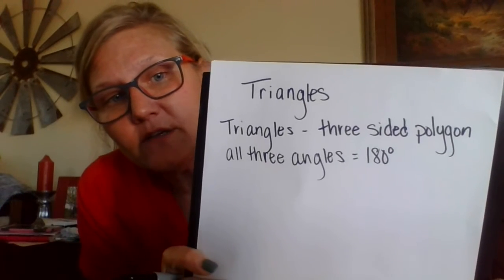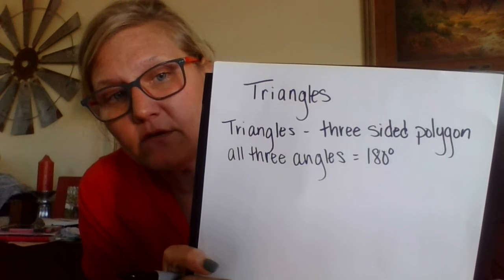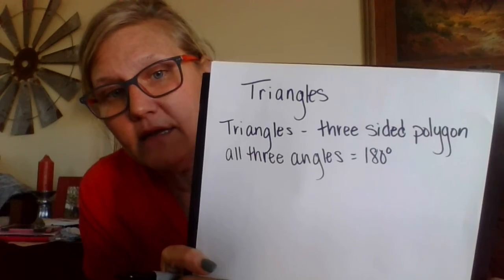So my board doesn't work, so I wrote this. So triangles are three-sided polygons, and all three angles equal 180, okay? An isosceles triangle has two congruent sides. Congruent. What's congruent? They have two equal sides. They have two sides that are equal.